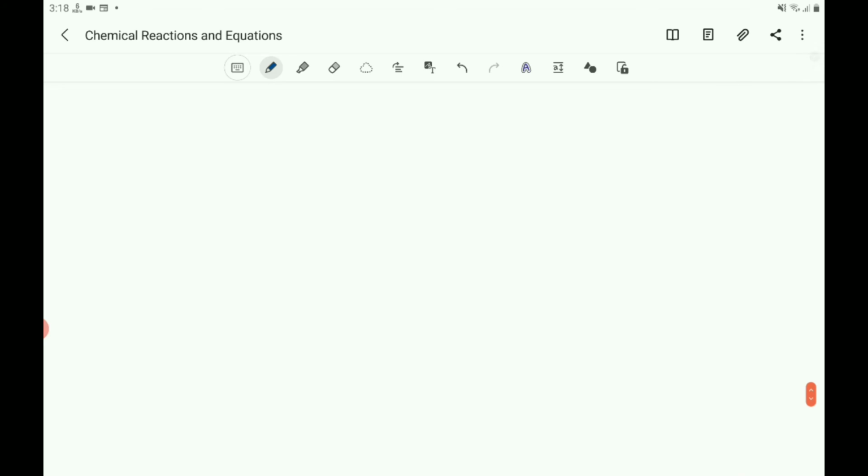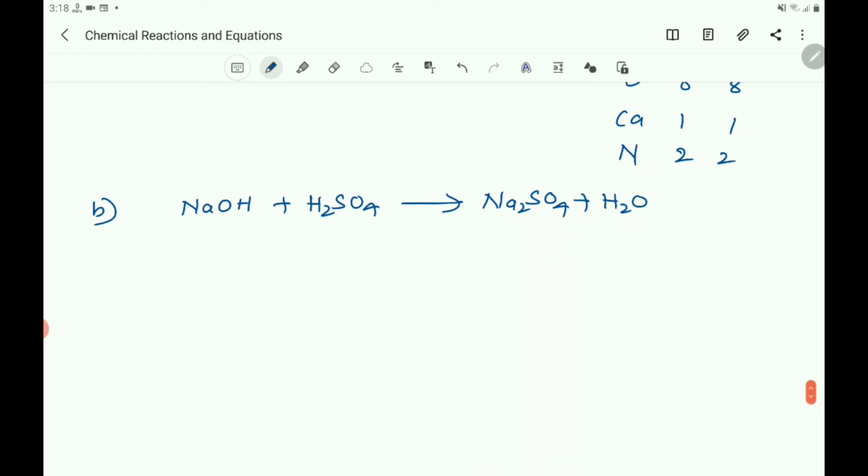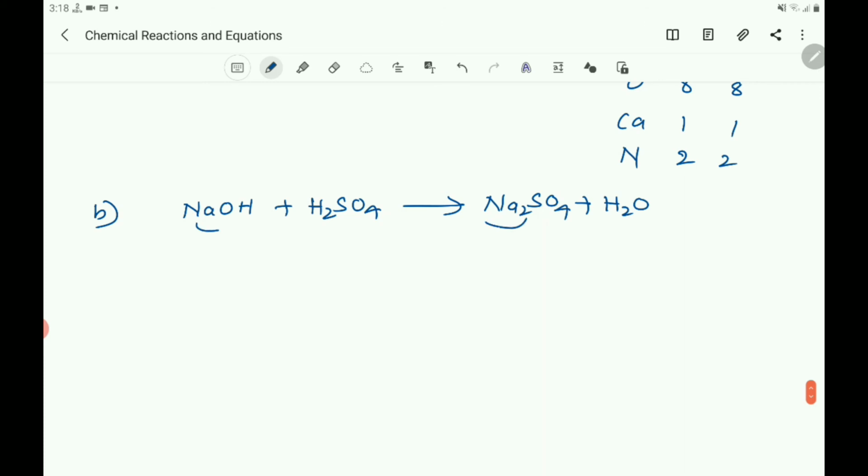So the given equation is balanced. Now you come to the second one. So let us write the second one. What is that? B, NaOH plus H2SO4 gives Na2SO4 plus H2O. Now to balance it, here Na2 is there. Here you can have 2 NaOH.